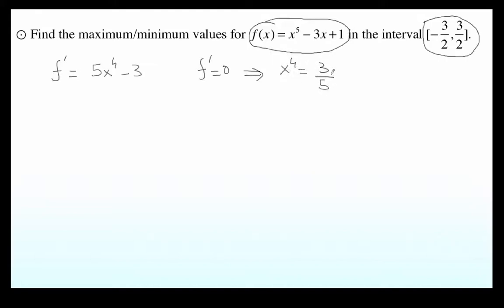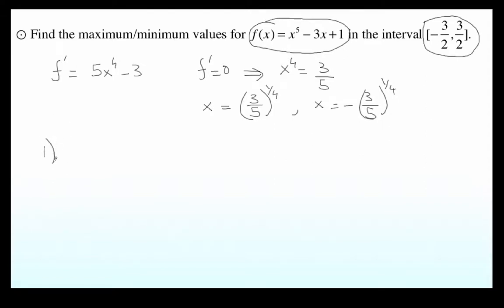Now, if x to the 4 is 3 by 5, there are only two values of x that are possible. Either x is 3 by 5 to the power 1/4, or x is minus the same. Obviously, if I square this, I lose the minus sign. X squared for this and x squared for this are both the same, and x to the 4 equals 3 over 5 is satisfied by this.